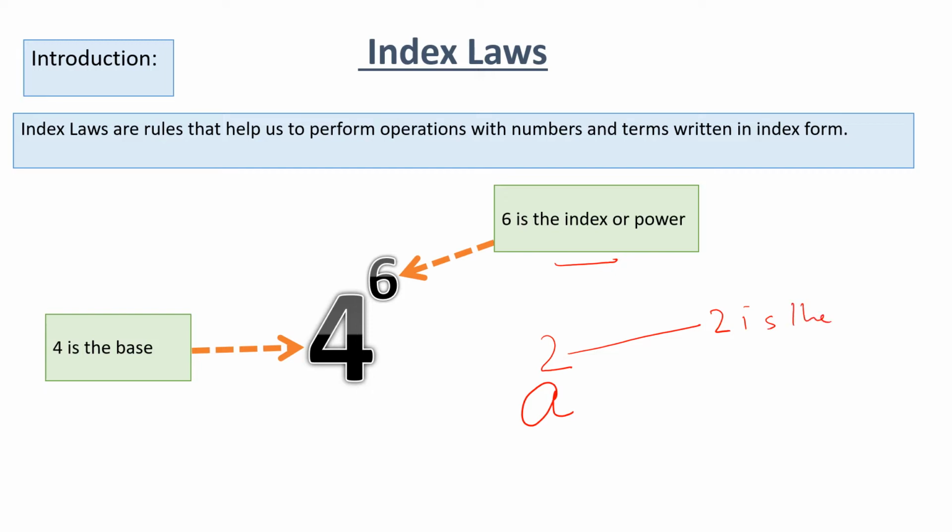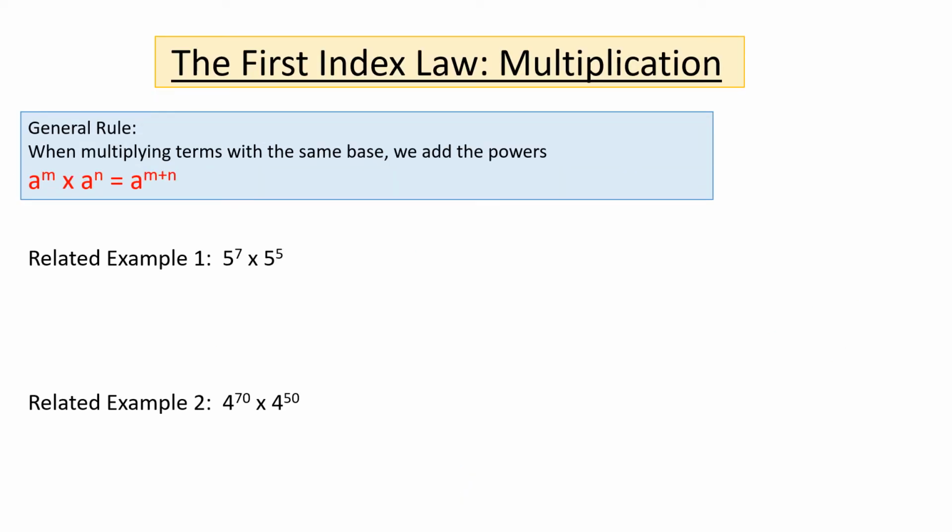is the index or power, whereas a is the base. There are several different index laws.